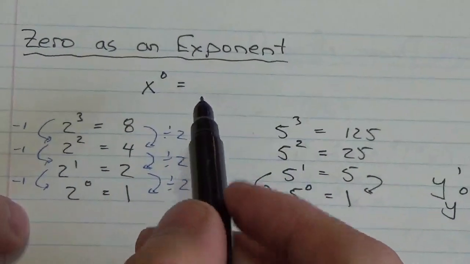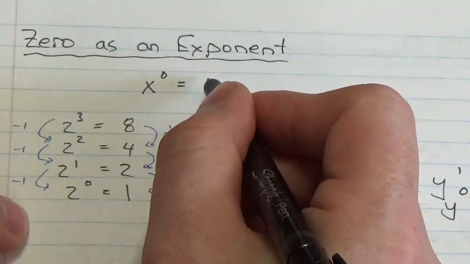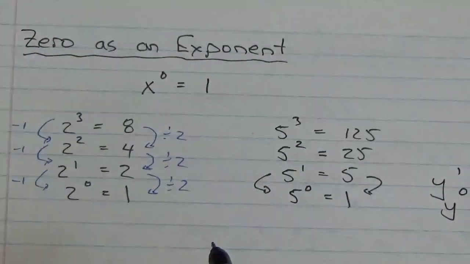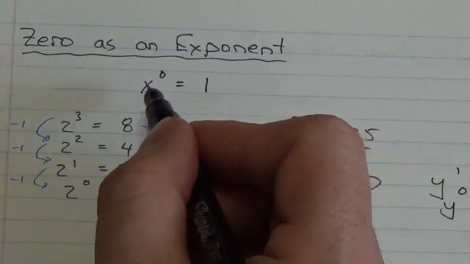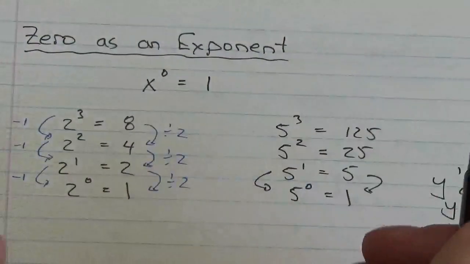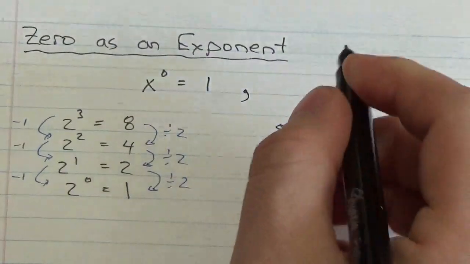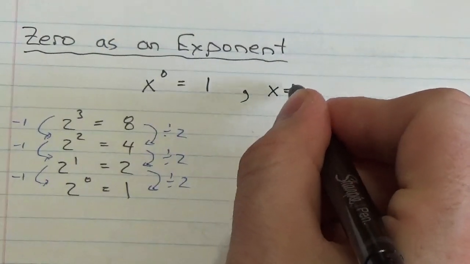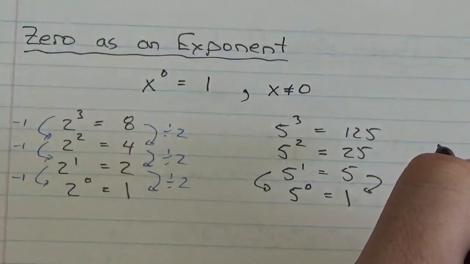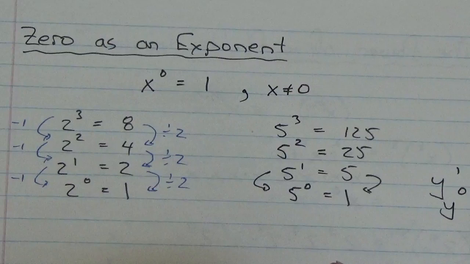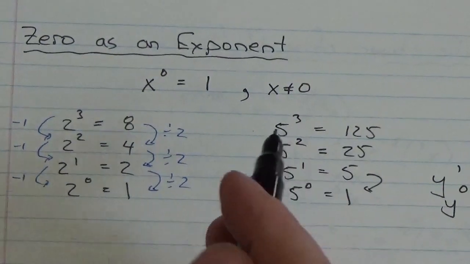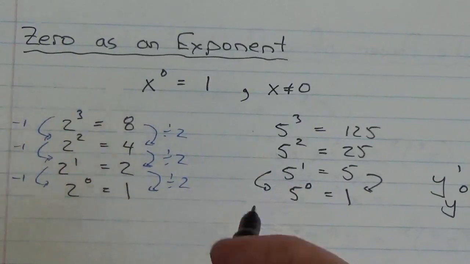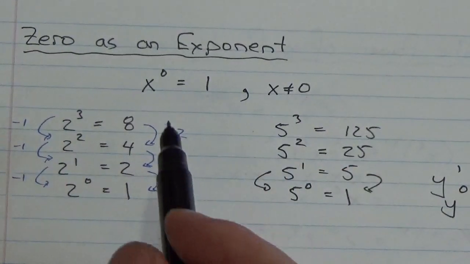So what I know here is that x to the 0 is going to equal 1. Except there's one little thing I've got to state, just before we finish this off. x to the 0 is always going to equal 1 so long as x does not equal 0. 0 is an odd duck here, and I don't mean odd in the sense of even and odd. I mean it's a strange thing. 0 behaves a little bit wonky here.